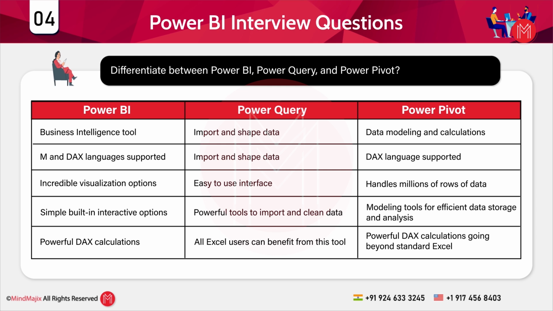The third point over here is, with Power BI, you can get incredible visualization options. There are multiple options for visualizations in case of Power BI, and you can choose any option as per your convenience or requirement. Now, what is the biggest advantage with Power Query? With Power Query, you get an easy to use interface, and you can easily transform or clean your data. And if you talk about Power Pivot, the biggest advantage is that it can handle millions of rows of data. With Power BI, you have simple and built-in interactive options, so you can easily interact with data.